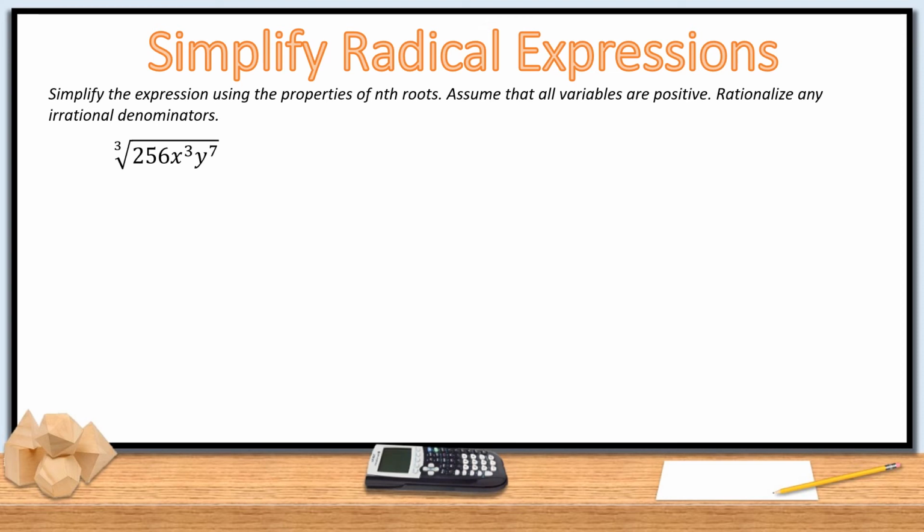All right, so we want to simplify the expression and assume that all variables are positive and rationalize any irrational denominators. Got it. So simplify, we can do that. We've got cube root of 256 x cubed y 7. So this would be 256 x cubed y 7 all to the power of a third. All right, so now 256 to the power of a third, so we can put that in.